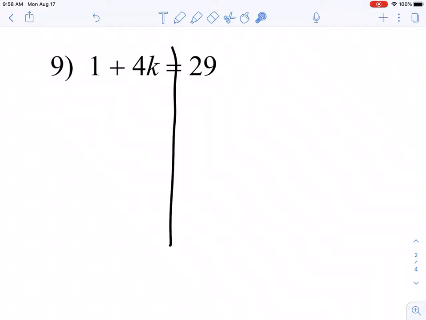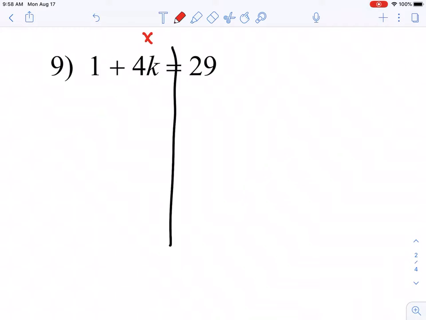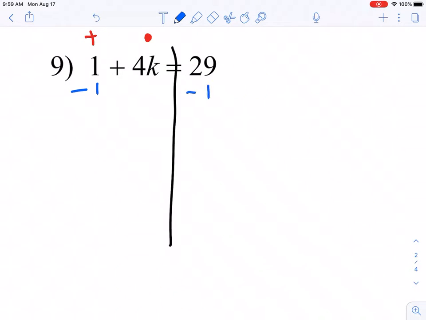In this two-step equation, I need to get k by itself. In order to get k by itself, I'm going to need to move both the 4 and the 1. If you notice here, the 4 is attached to the k by multiplication. So I'm going to put a little times dot up there. And then this 1 is a positive 1. It's adding to that. So I'm always going to take care of my adding or subtracting numbers before I take care of my multiplying or dividing numbers. So in order to get rid of a positive 1, I'm going to subtract 1 to both sides.